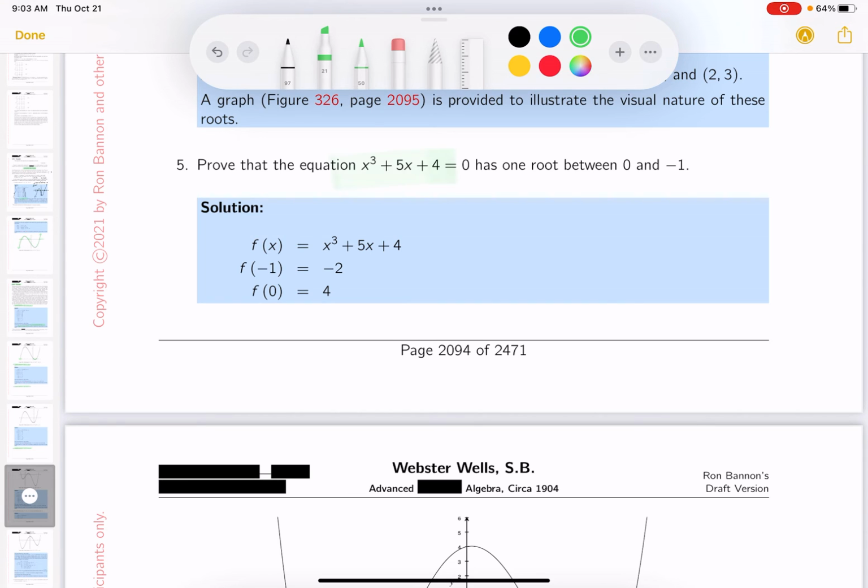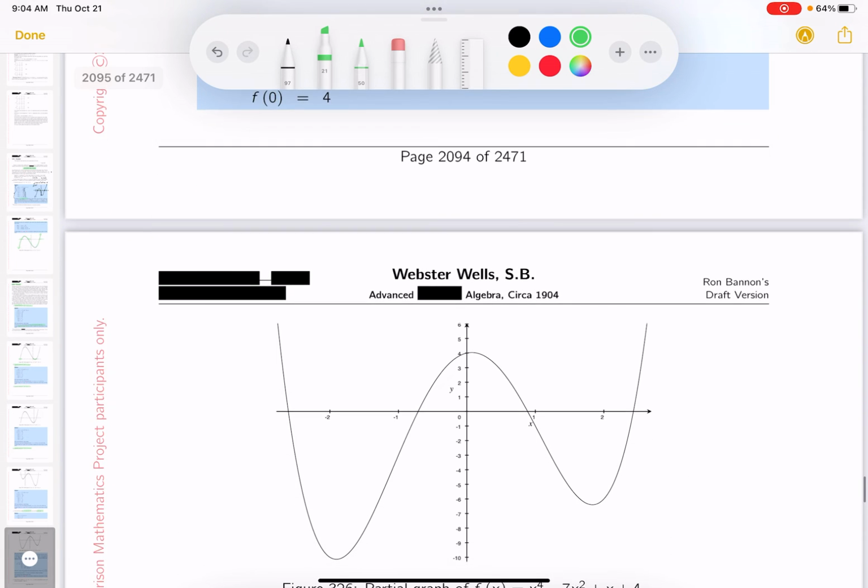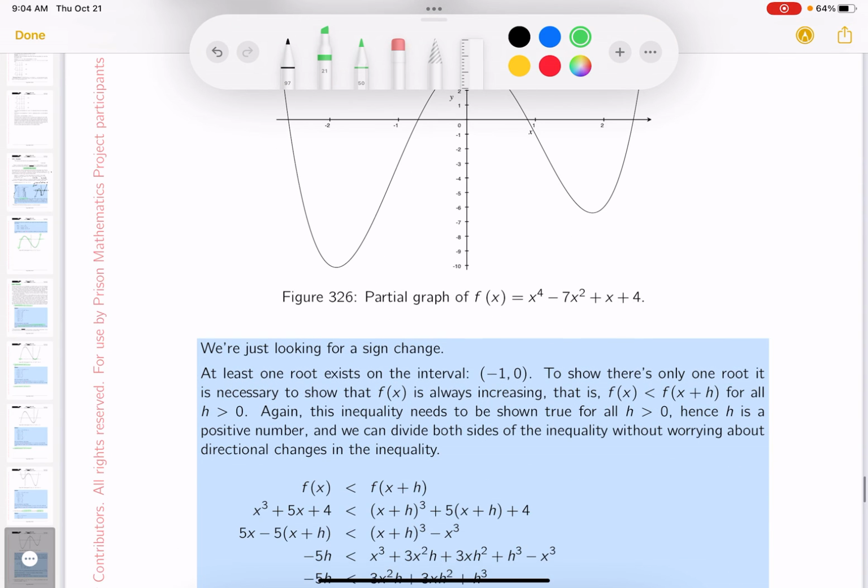All right. This one over here says prove that the equation has one root between this one. And you can do that using the IVT. All right. How do you do that? Show something's above and something below there, and you can do that.